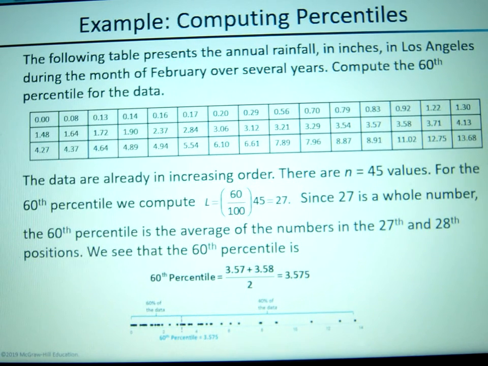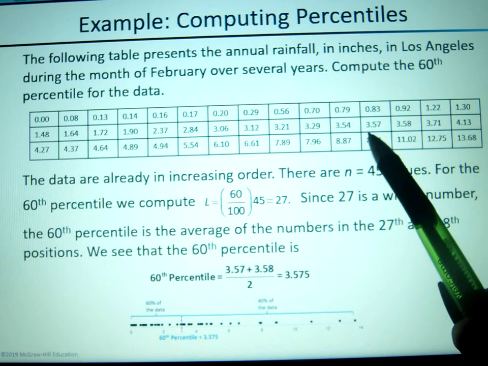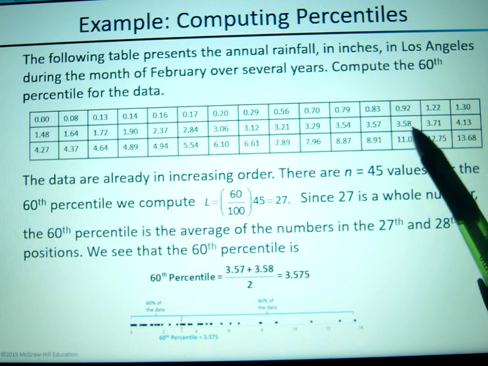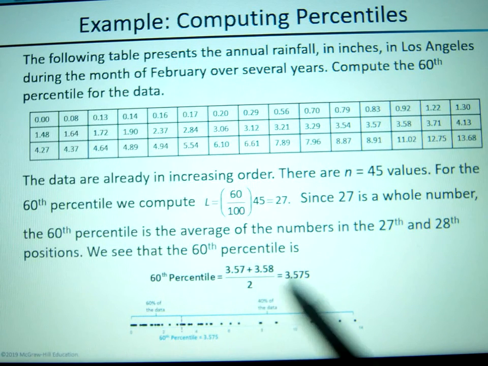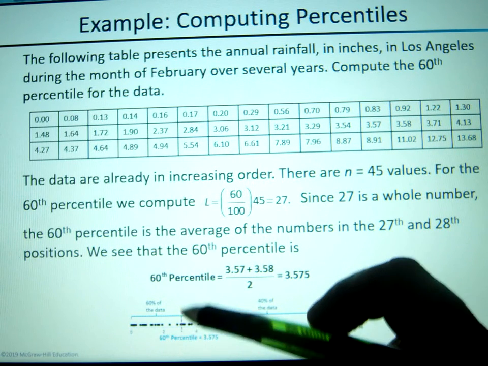And since 27 is a whole number, that means the 60th percentile is the average of the 27th and 28th positions. So then we have to go and find the 27th and the 28th positions, which would be 3.57 and 3.58. When I count here, I would take the average of those two, and my 60th percentile would be 3 and 575 thousandths, 3.575. And they show you down here where the 60th percentile would be, right there.